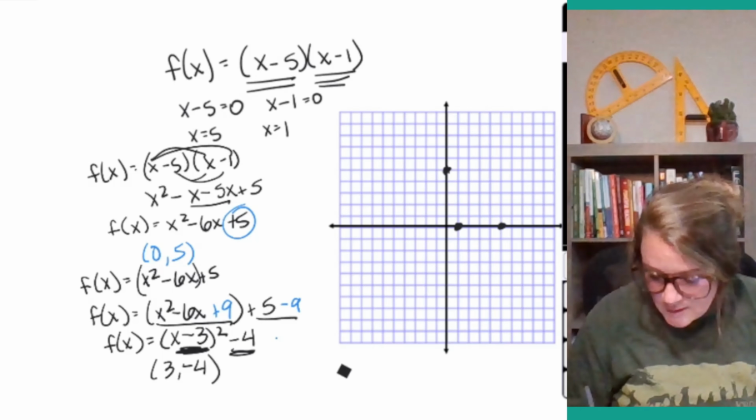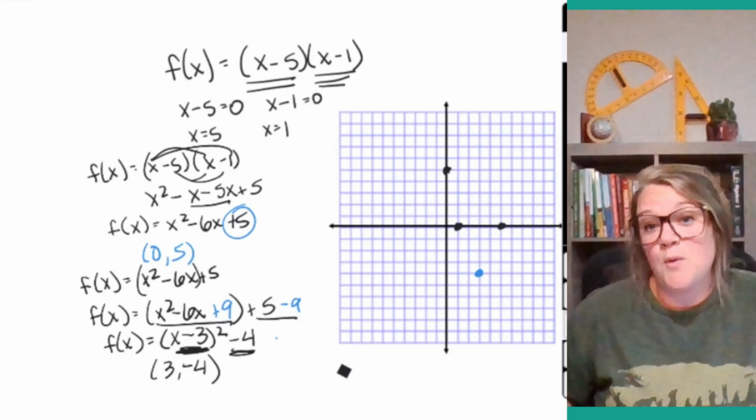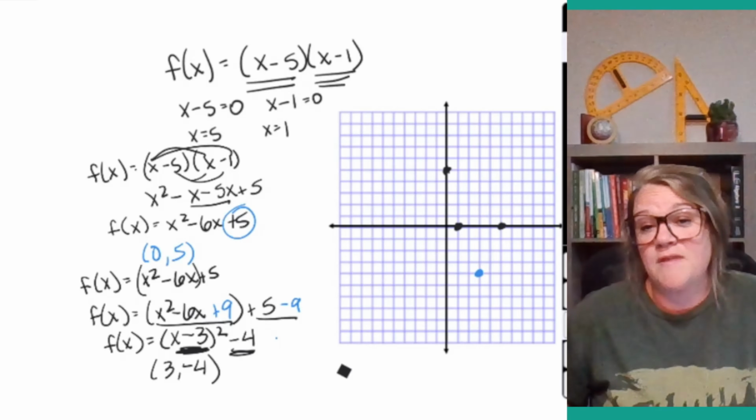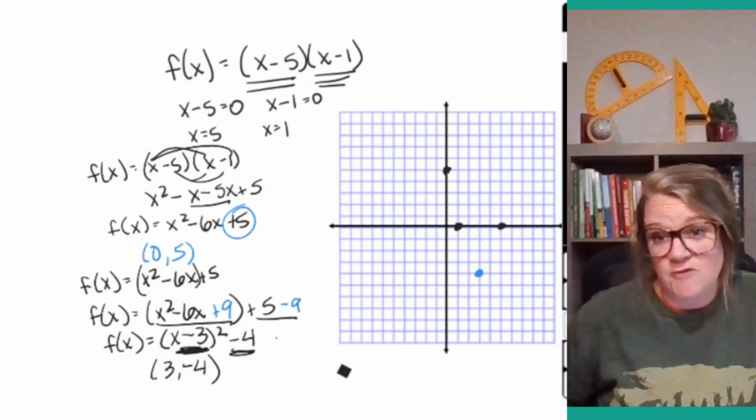1, 2, 3. I'm going to do this one in blue so we know it's the vertex. 1, 2, 3, 1, 2, 3. Here we go. Now, just by putting that point on my coordinate plane, this is making a lot of sense, because now I know that that's the vertex.